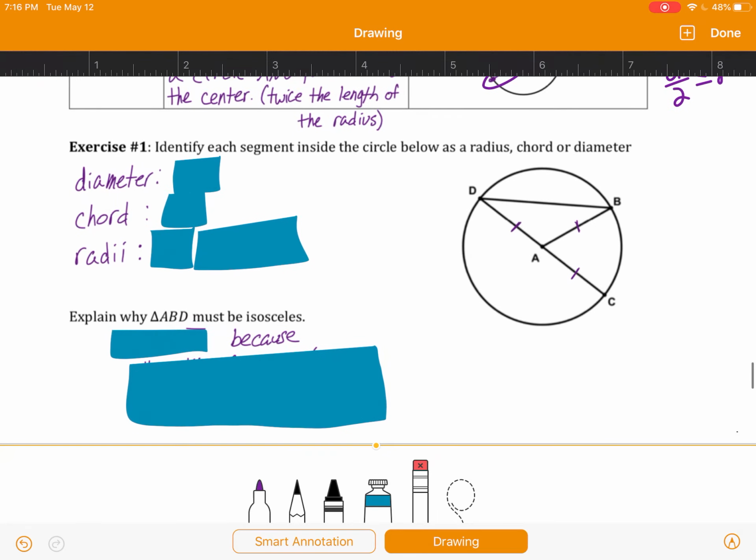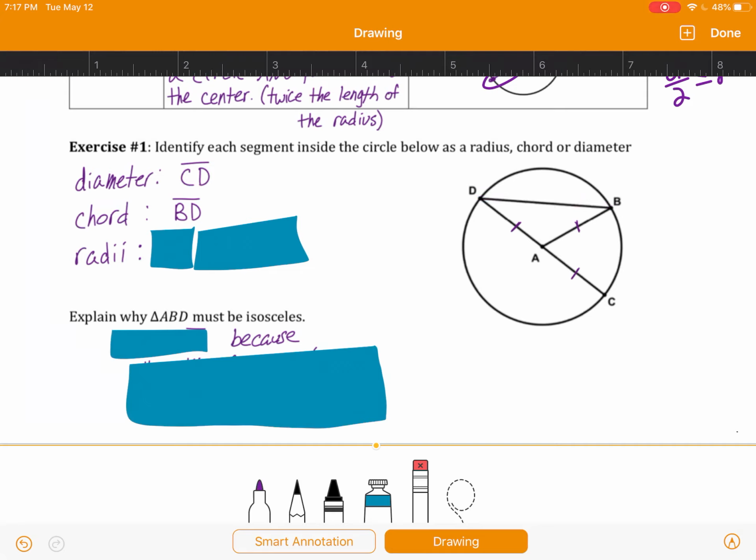So if we were to look at this down here, there's a couple things that are important. First thing, the diameter is going to be CD. We know it's CD because C and D are both on the circle, and it goes through point A, which is the center. And then a chord in this picture is going to be BD. So BD connects 2 points on the circle. CD is also technically a chord, but since it goes through the middle, we're going to call it the diameter. Okay, so the diameter is a type of chord.